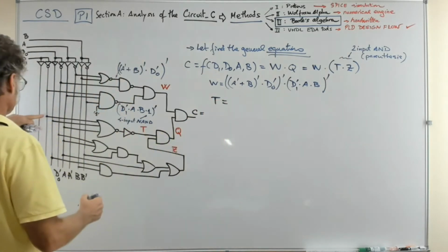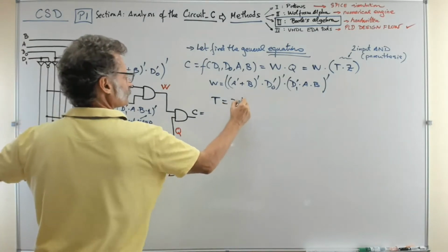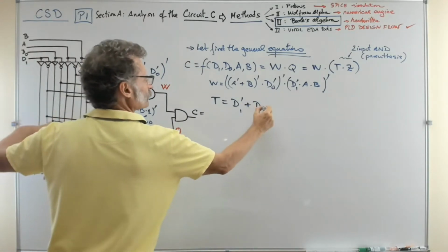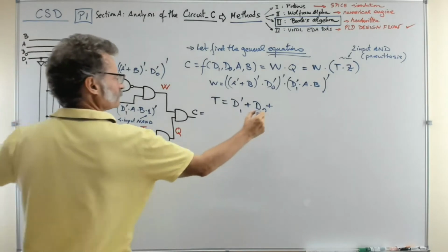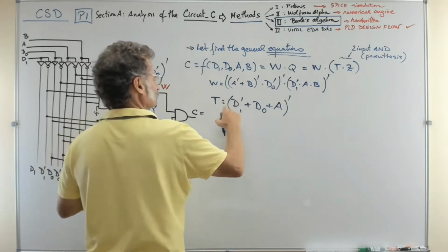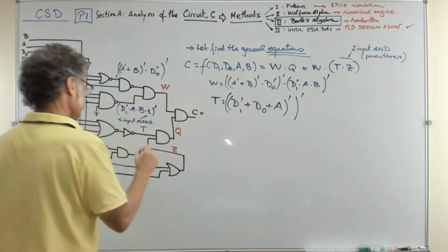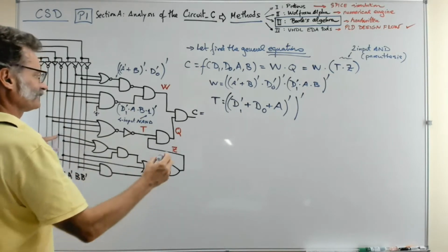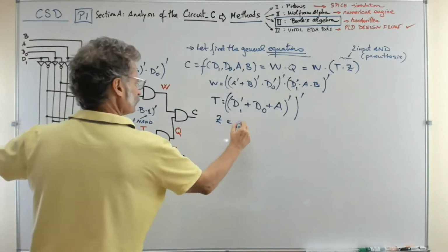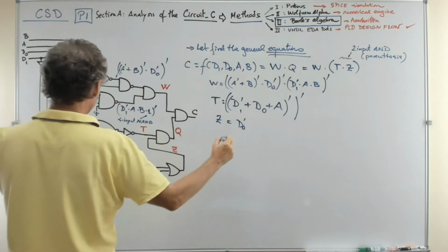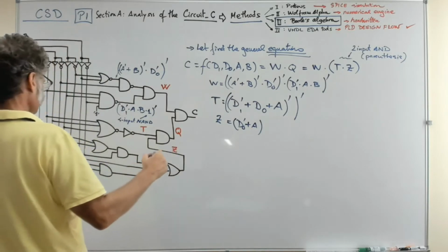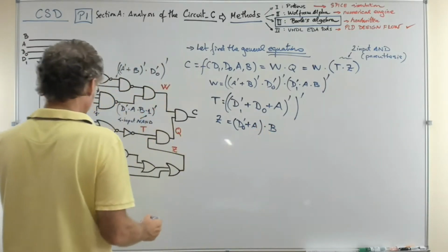The T is going to be D1 not, or D0, or A, and everything not, and another time not, because this is the T. And finally the Z. The Z is going to be D0 not, or A, and now you've got here a parenthesis, and finally, and with a B not.